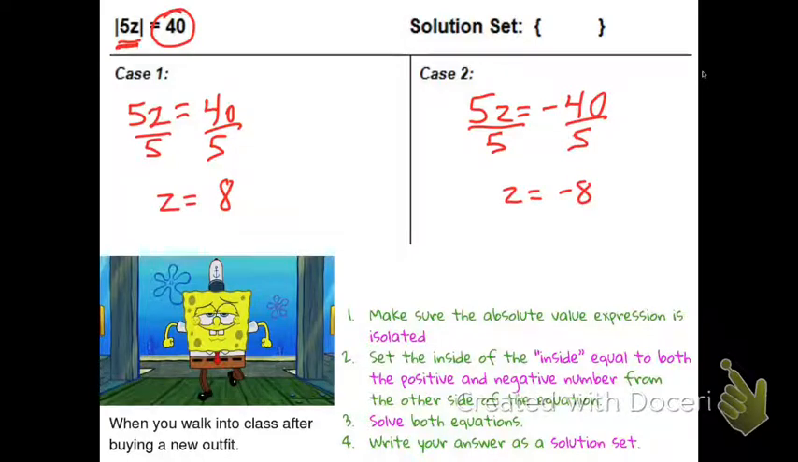So in this case, it's the same number. One is positive, one is negative. Those are our two answers. Solution sets are always kind of pointy parentheses like that.